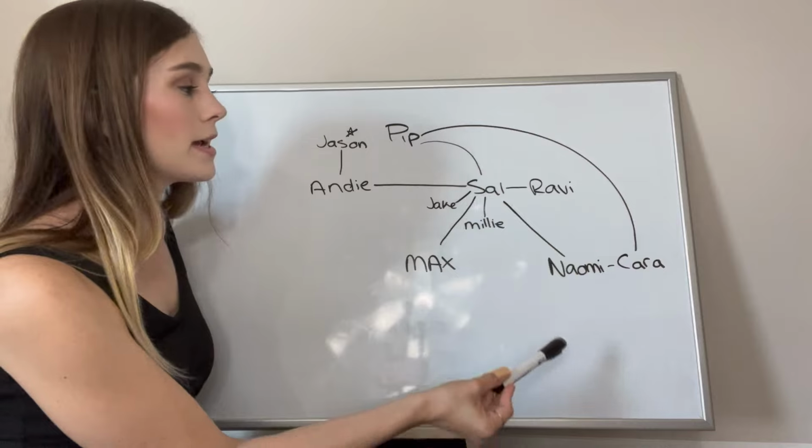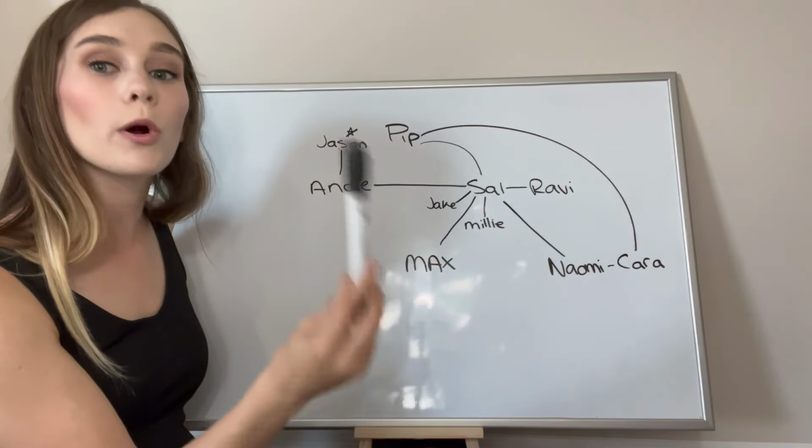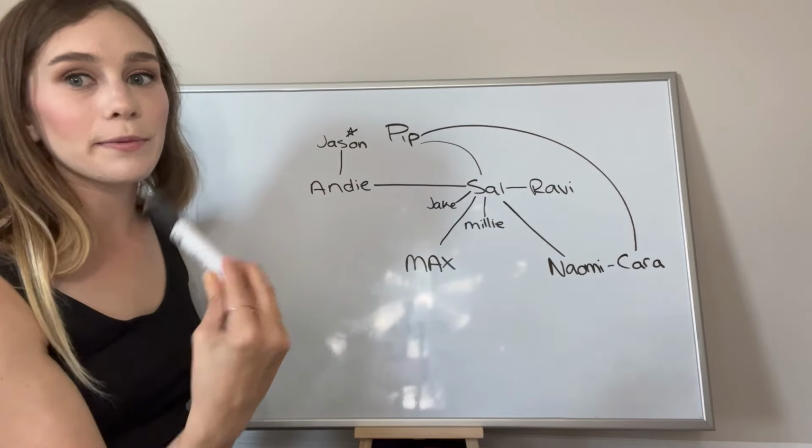Naomi tells her that the night when they were all hanging out when Andy disappeared, Sal had told them that him and Andy were on a break, that he was taking a break from her, and that he left the house at 10:30 p.m.